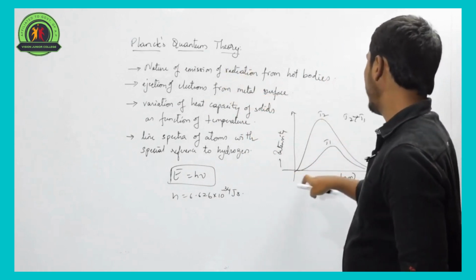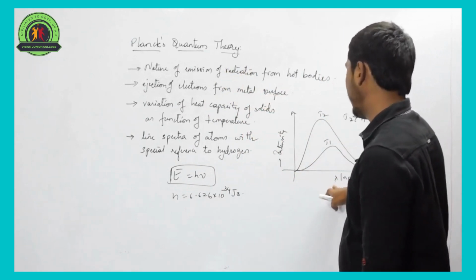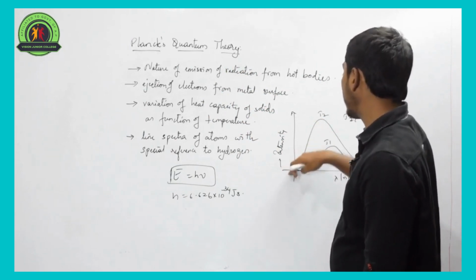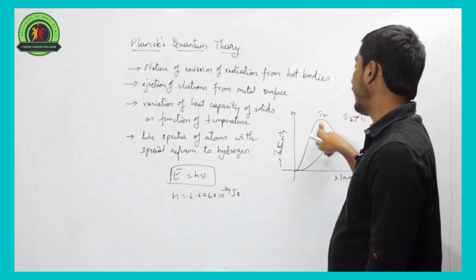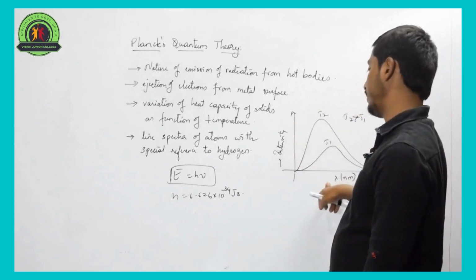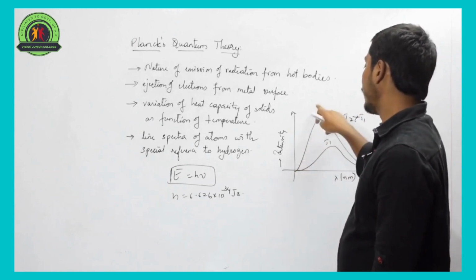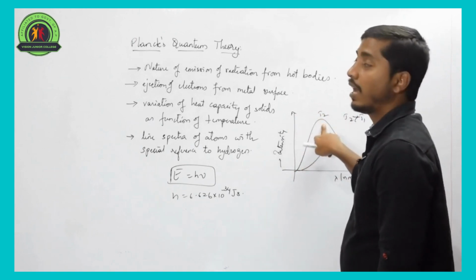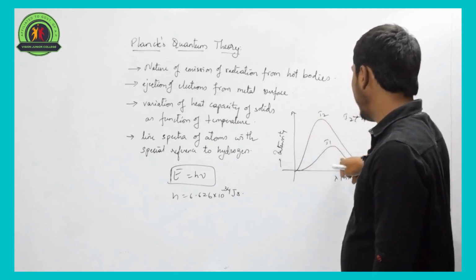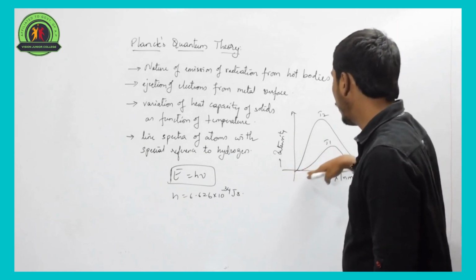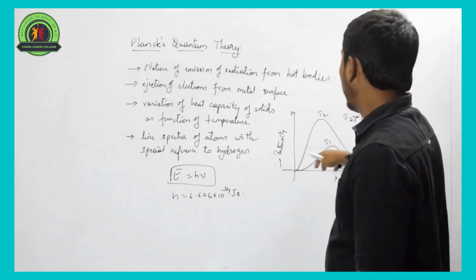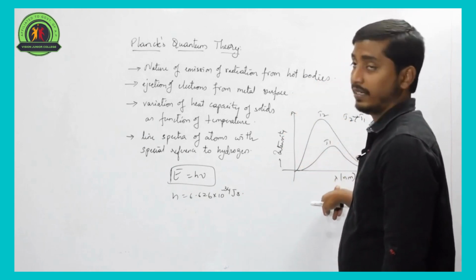You can see here, as lambda increases, for different temperatures the curve changes: for high temperature there is high intensity. Even if the frequency is very high, the intensity is very high for high temperature, right. Here it is very low by comparison; it increases slowly and cannot reach a higher level of intensity even if the wavelength increases, right.